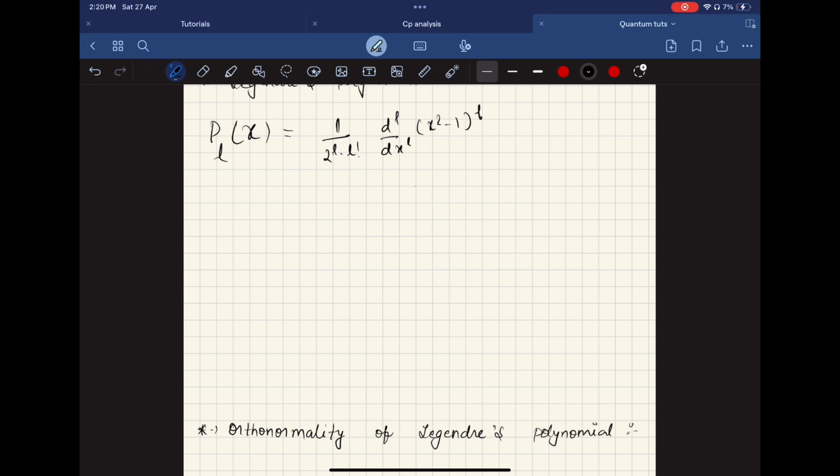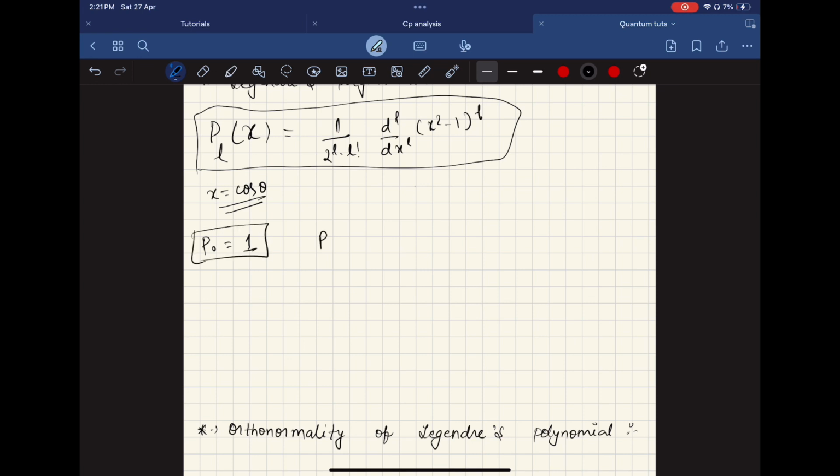So here we have x equals cos theta. First calculate what this is for different values of L, plugging in L equals 0, L equals 1, and after that substitute x equals cos theta. So try to remember some of the initial things, like what is the value of P0? P0 is 1.